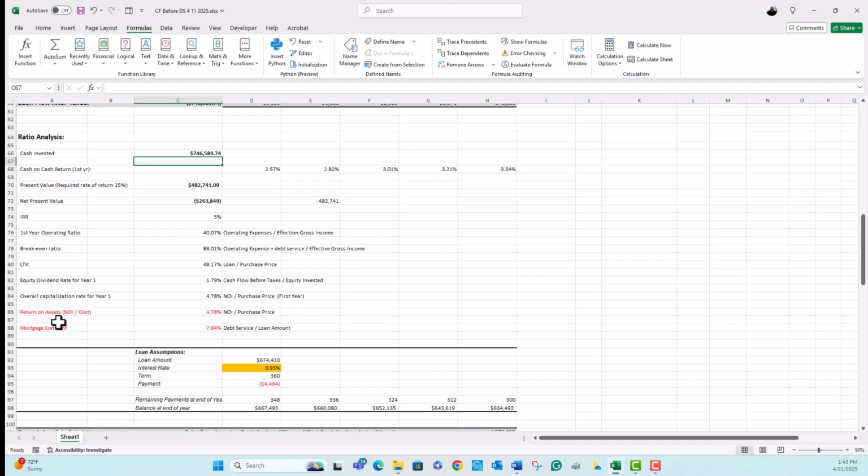Next, the mortgage constant is 7.94%. As we discussed in our leverage section, if the mortgage constant exceeds the return on the assets, any increase in the loan amount will reduce the return to the investors. Okay. Well, I think that's everything in this section.